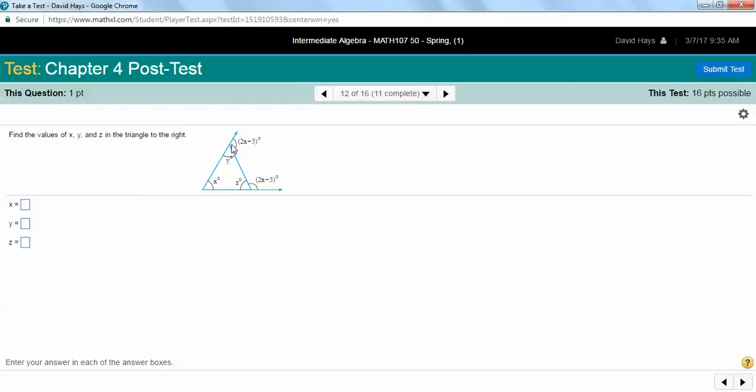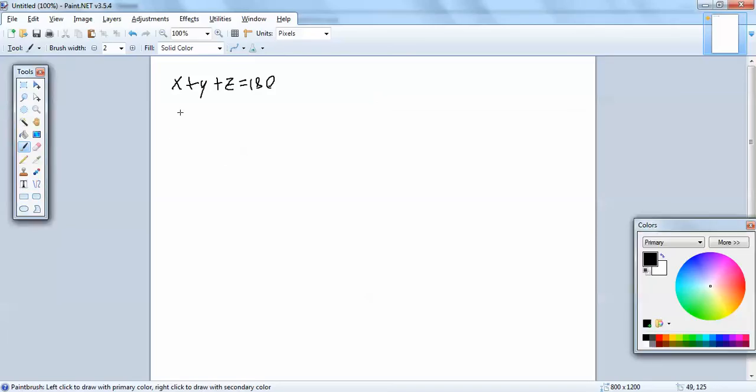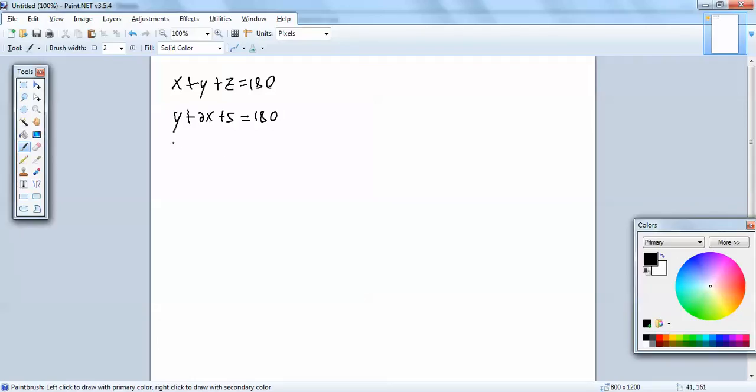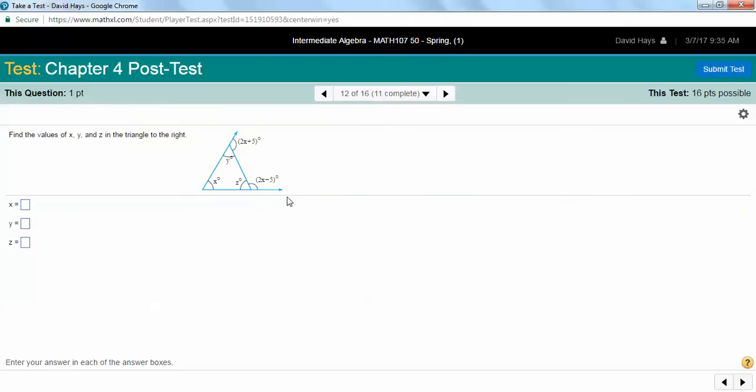And another one is that two angles that form a straight line add up to 180, which means this y plus this 2x plus 5 should equal to 180. And this down here, z plus 2x minus 5, should equal up to 180. Z plus 2x minus 5.